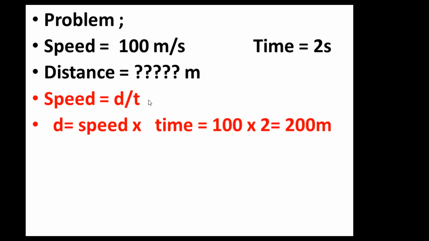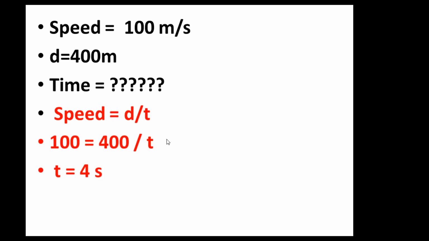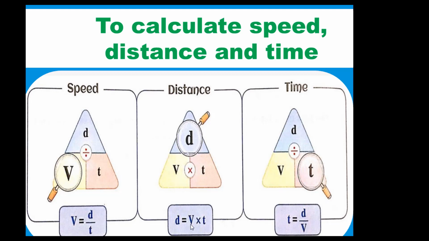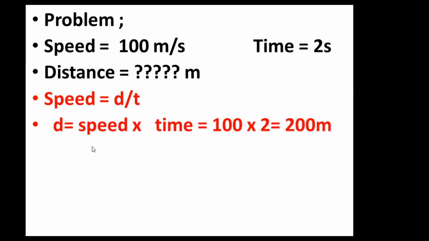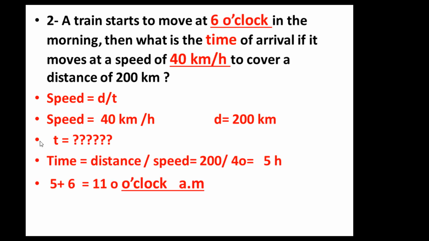Speed equal 100 meter per second. Time equal 2 seconds. Distance equal what? I need distance. Equation of speed, number 1, distance over time, so distance equal speed multiplication time. Substitute: 100 times 2 equal 200 meters. Notice that I need distance, its unit is meter.